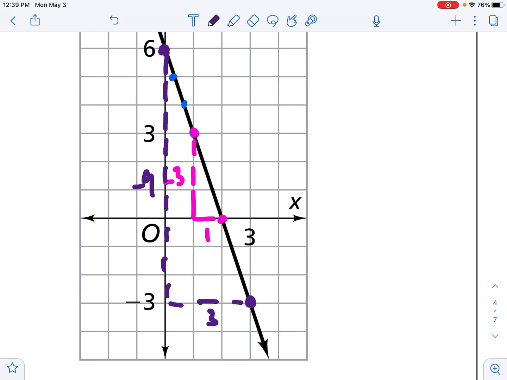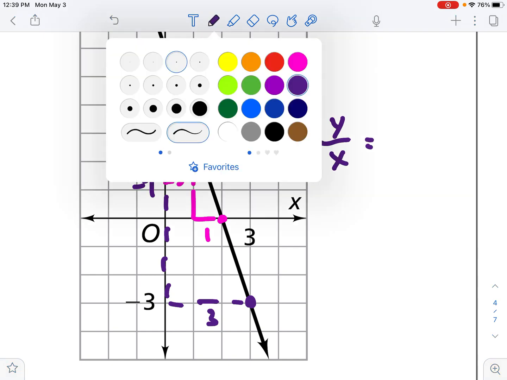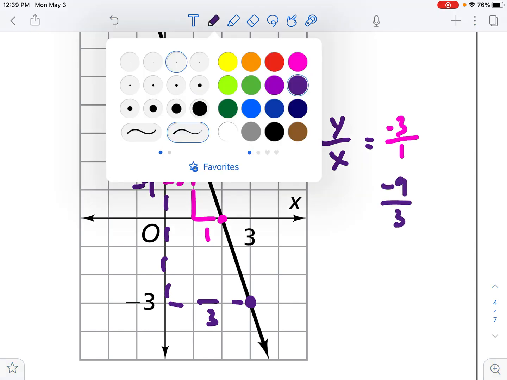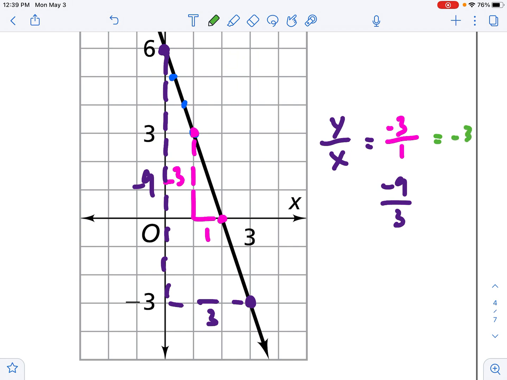Now the thing is, when you're finding slope, it is a ratio, just like rate of change and all those things. It's a ratio, but it's your ratio of change in y over change in x. All right, my change in y for my purple one is it changes negative 3 over 1. And then the other, darker purple one, it changes negative 9 over 3. Both of these equal the same thing. Both of these equal negative 3, which tells me a couple things.